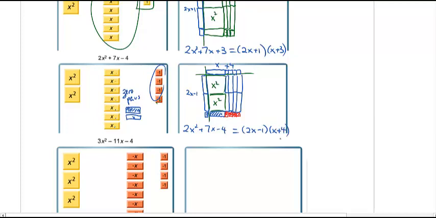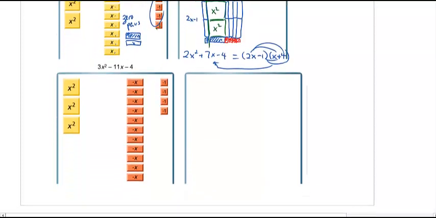And once again, we can always double check by asking you to distribute, and then your answer should be the same as what you started with. Okay, last one. You fiddle around with this one, and you'll come back. Alright, so this is 3x squared minus 11x minus 4, and you go ahead and try it out yourself. Yes, once again, press pause. Don't cheat.